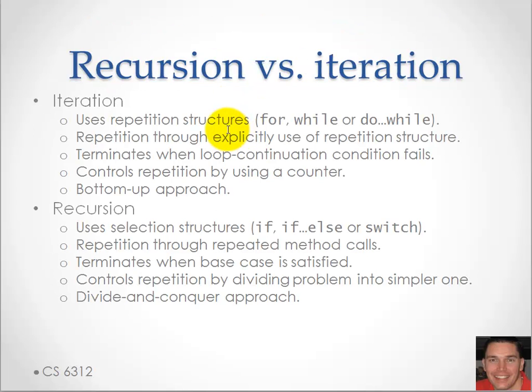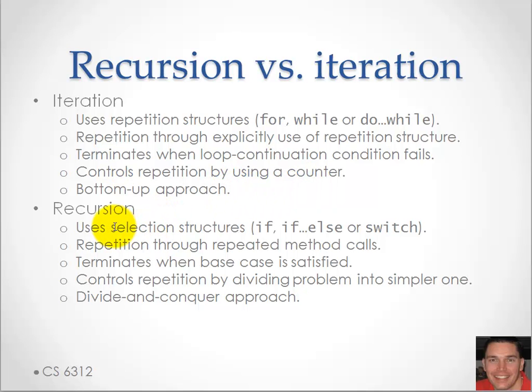So let's compare recursion versus iteration. Iteration uses repetitive structures, for example, for, while, or do-while loops to iterate through whatever it's doing. The repetition is through explicit use of these types of structures, and it terminates when our loop condition fails, when we've done everything that we need to do as we're iterating through. The repetition is usually controlled by using a counter, and this is what we call a bottom-up approach.